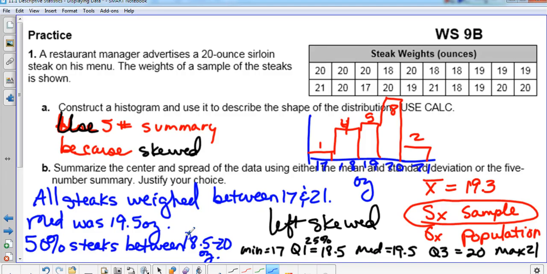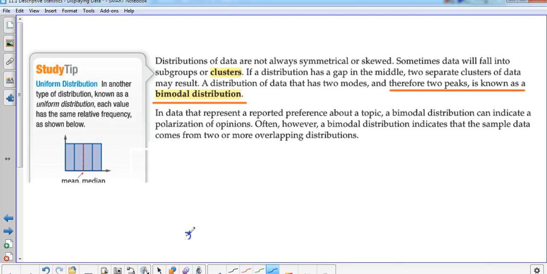I'm not too sure how I feel about their advertising a 20-ounce steak. They're falling a little bit short, right? The median was a little bit less, but there were as many 20 and above as there were below, so anyway. All right, another term besides skewed and symmetric is uniform.